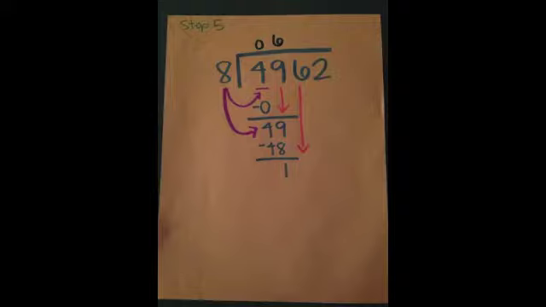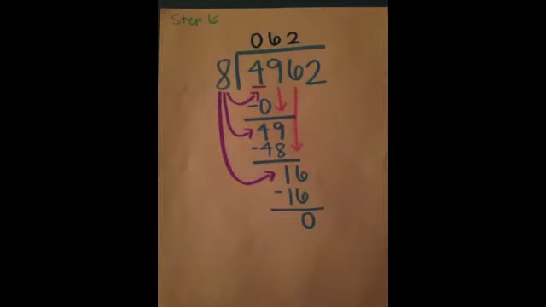For step 5, you're bringing down the 6 to come next to the 1. In step 6, we've brought down the 6 next to the 1. Now we're trying to see how many times 8 goes into 16. It's easy to know that 8 goes into 16 2 times, so you put a 2 up next to the 6 in the quotient area, and you subtract 16 from 16, giving you 0.